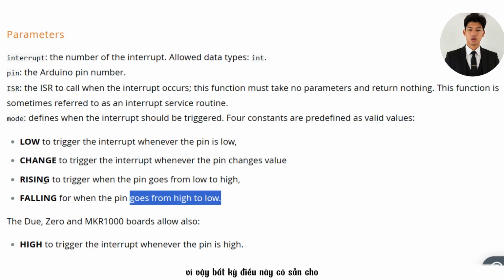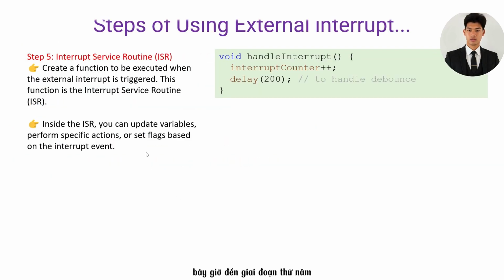So any of this is available for our, I don't know. But if you're using dual-clock maker series mode, you can also use high mode. Now comes the 5th step. That is defining the interrupt service routine. In short, we need to create a function to be executed when the external interrupt is triggered. And this function is called the interrupt service routine.